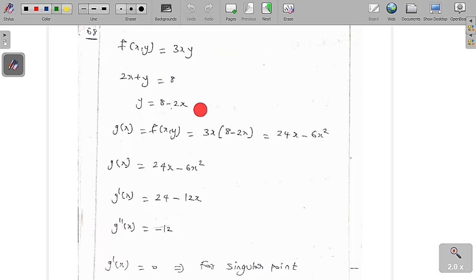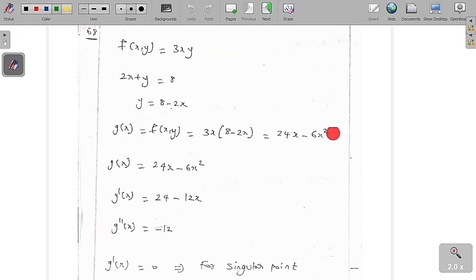Now what I want to do is, instead of these two variables, make a function of only one variable. So I am replacing y by 8 minus 2x. Therefore f of x comma y is equal to 3x into, in place of y, 8 minus 2x. If we do the multiplication, we get 24x minus 6x squared.